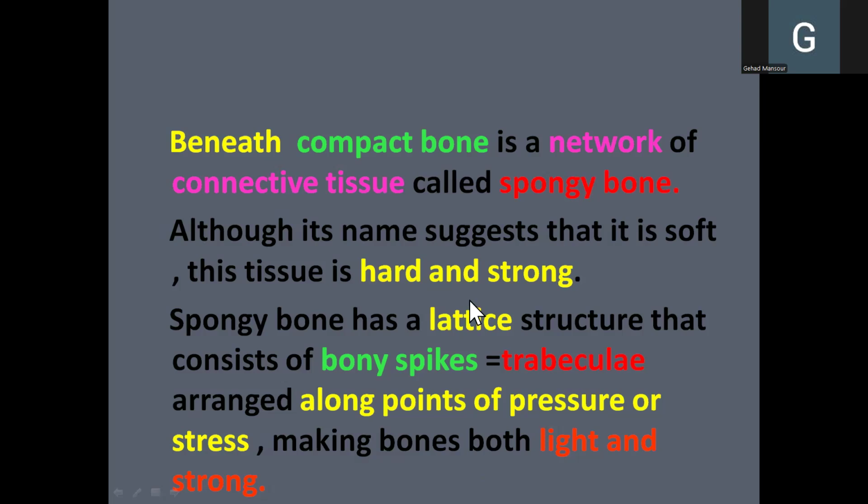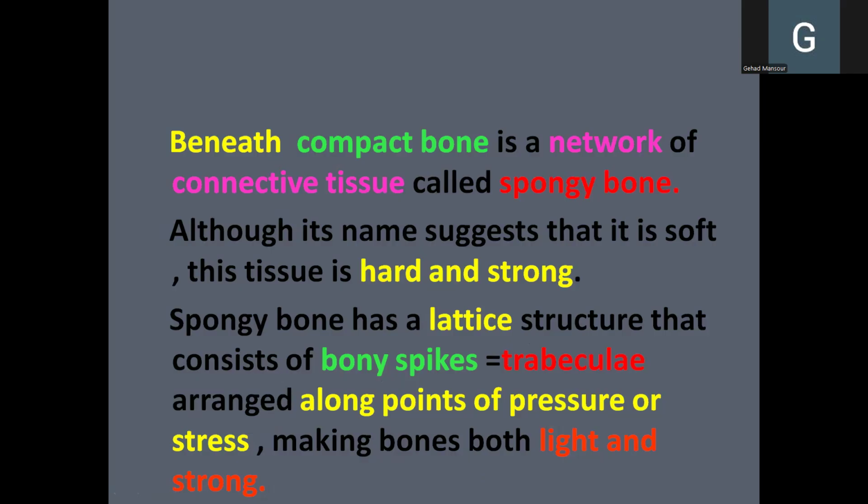And it has the same structure as the compact bone, but the difference is that it is deposited in the form of a lattice or a network of bony spikes or trabeculae. The trabeculae are the layers of spongy bone that interlace or intersect with each other and that leave spaces in between.